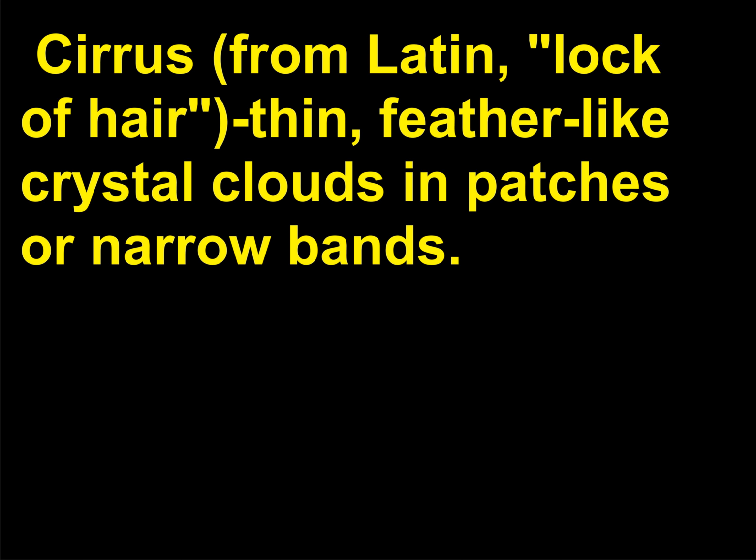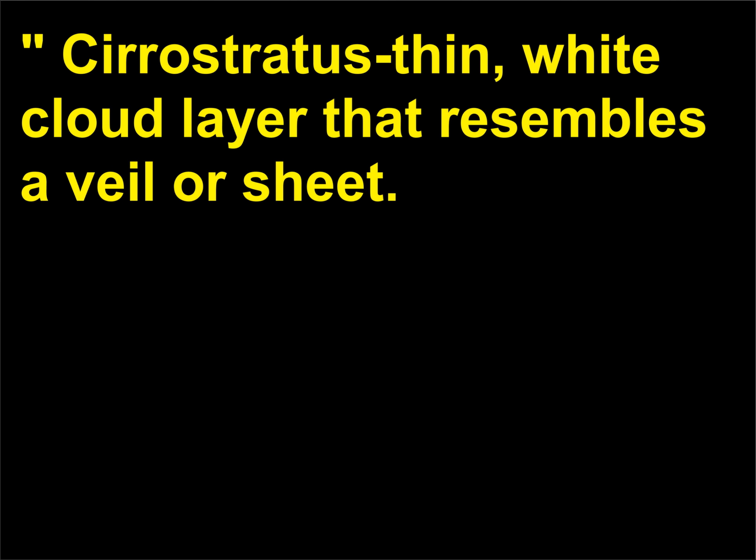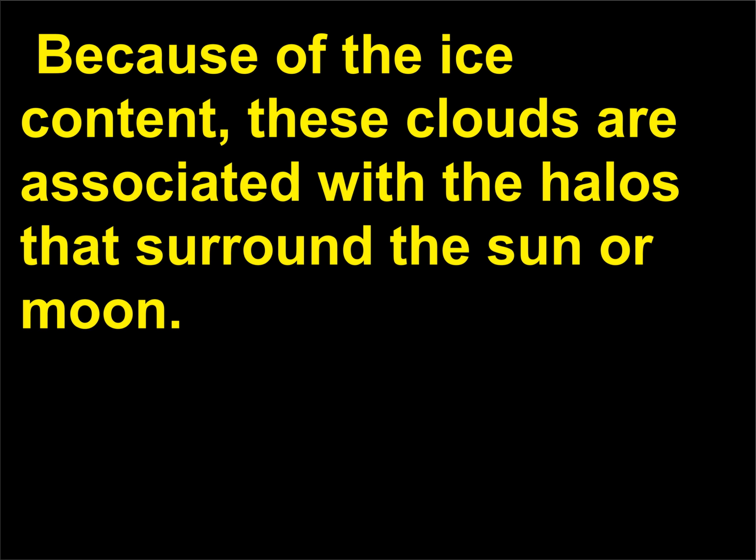Cirrus, from Latin for lock of hair, are thin, feather-like crystal clouds in patches or narrow bands. The large ice crystals that often trail downward in well-defined wisps are called mares' tails. Cirrostratus is a thin, white cloud layer that resembles a veil or sheet. This layer can be striated or fibrous. Because of the ice content, these clouds are associated with the halos that surround the sun or moon.